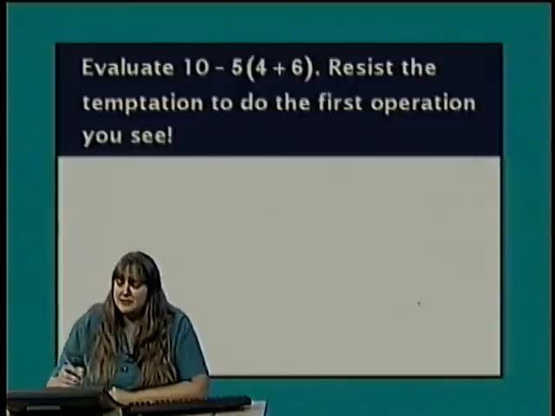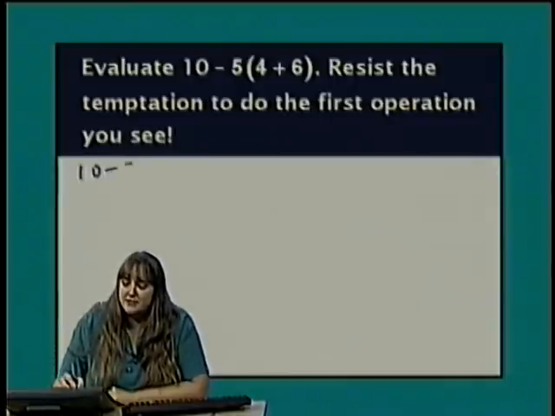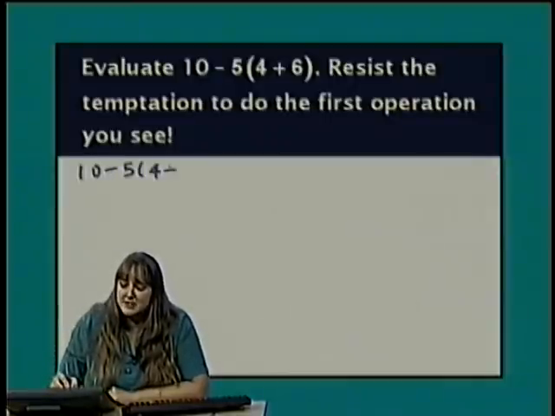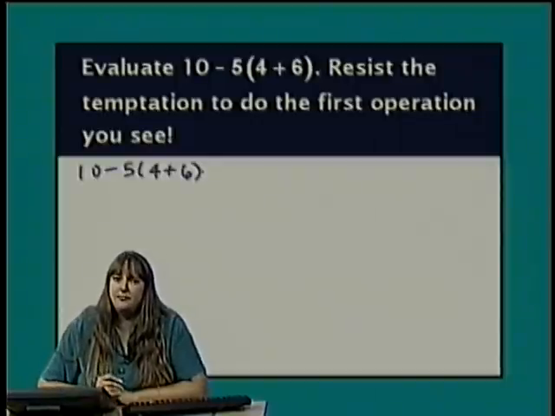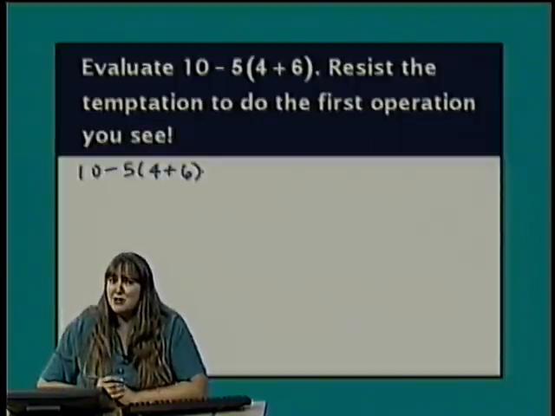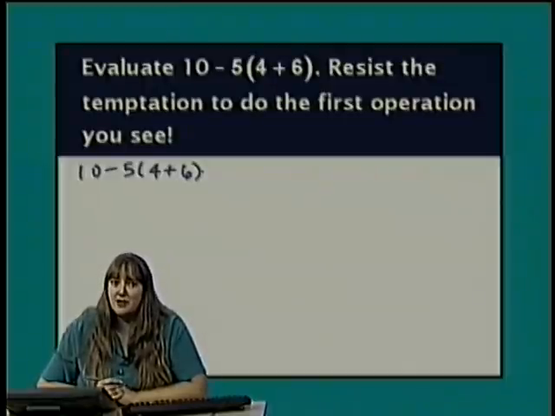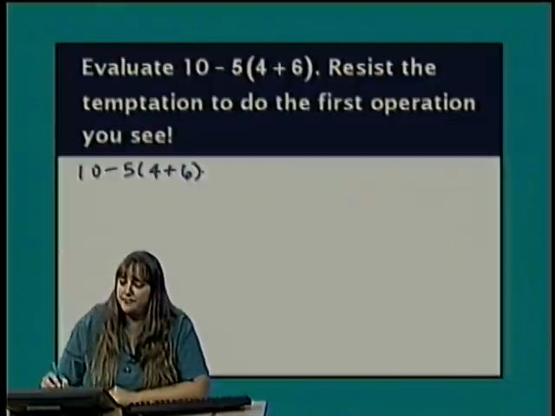Now let's evaluate 10 minus 5 times the quantity 4 plus 6. The reason I want to look at this problem is because it's real tempting to do the first operation that you see. When I look at this, my eyes are drawn to that 10 minus 5, and it would be really easy to subtract 5 from 10. However, the order of operations tells me I need to add the 4 and 6 in the grouping symbols first.